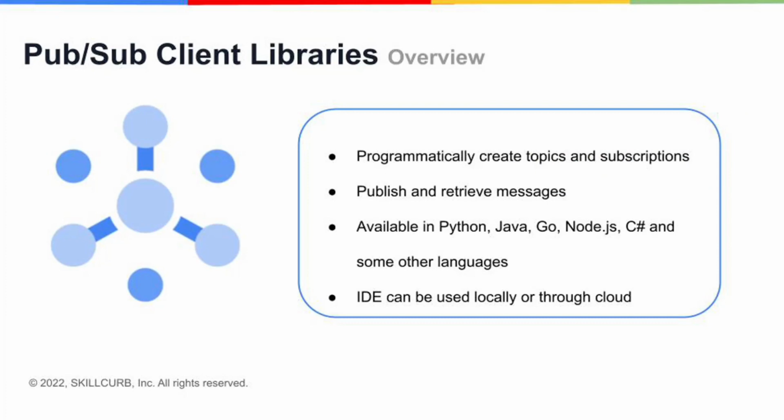Let's look at an overview of the PubSub client libraries. With the PubSub client libraries, you can programmatically create topics and subscriptions. You can publish and retrieve messages through a supported language. The PubSub client libraries and their documentation are available for Python, Java, Go, Node.js, C#, and some other languages. You can use PubSub client libraries through the IDE of your choice, such as VS Code locally, but you can also use Google Cloud Shell Editor for this purpose.